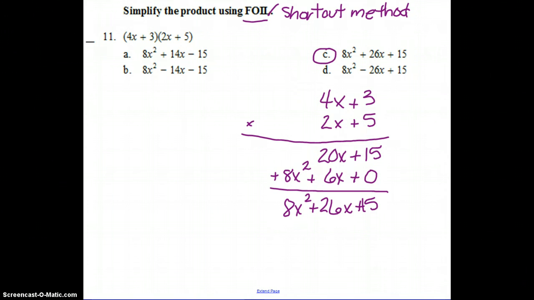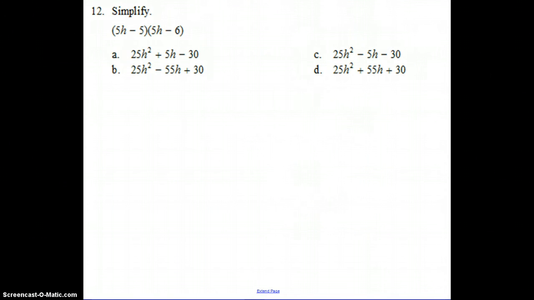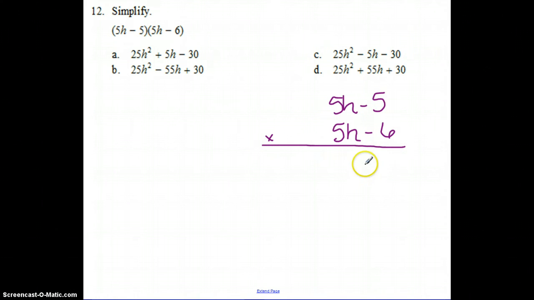Okay, let's try one more. This again says simplify. You can use FOIL or the shortcut method. You have 5h minus 5 and 5h minus 6. So both binomials. I'm going to line them up here. Multiplying, draw my line. So negative 6 times negative 5 is positive 30. Negative 6 times 5h is going to be negative 30h.